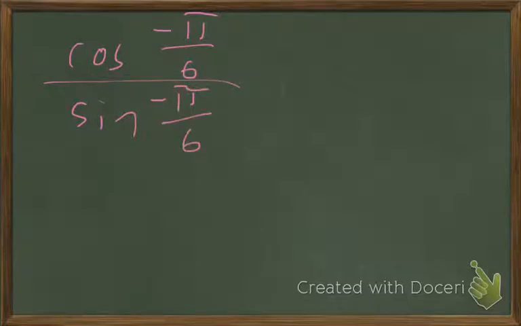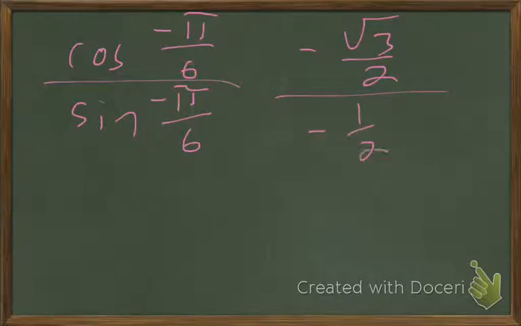Okay? Now, with this, we have to look at our unit circle. And in our unit circle, cosine of pi over 6 is square root of 3 over 2. But since it's negative, it's going to be negative square root of 3 over 2. Over, now sine of pi over 6 is 1/2. So sine of negative pi over 6 is actually negative 1/2. And I was wrong about the cosine.